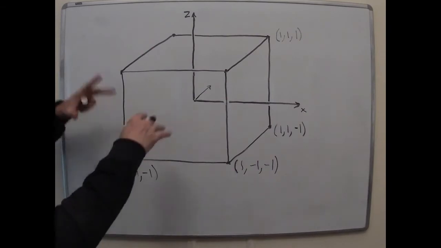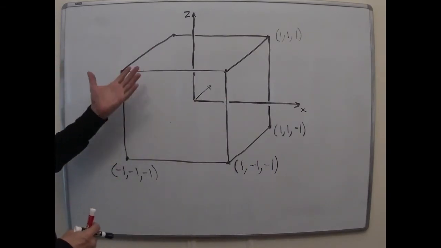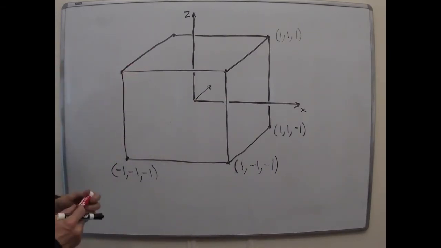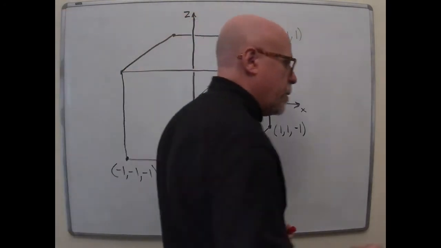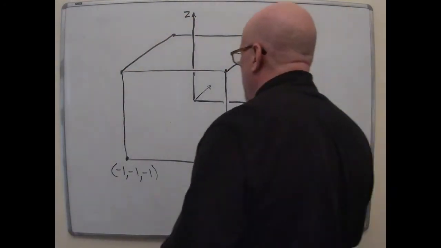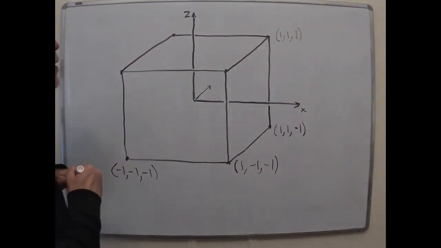Yes, I could fill in the rest of them, but they're boring, right? Their coordinates are always plus and minus ones. One thing that's not boring I want to show you is what you get if you take every other corner of the cube.